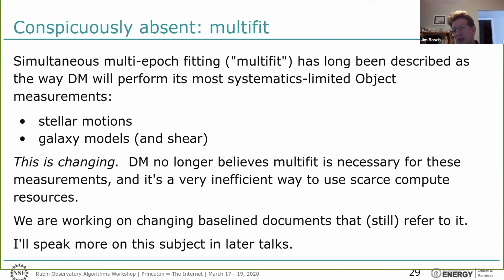You just heard Fred talk about how deblending could really benefit from having a bit more in the way of compute resources. And in the original plan, almost all of those compute resources were going to multifit. We're still working on changing the baseline documents that still refer to it. So if you are reading descriptions of what we'll do, they may not necessarily reflect this change. And I will certainly be speaking more on this subject in later talks, specifically my Wednesday talk on astrometry and my Thursday talk on shear estimation.